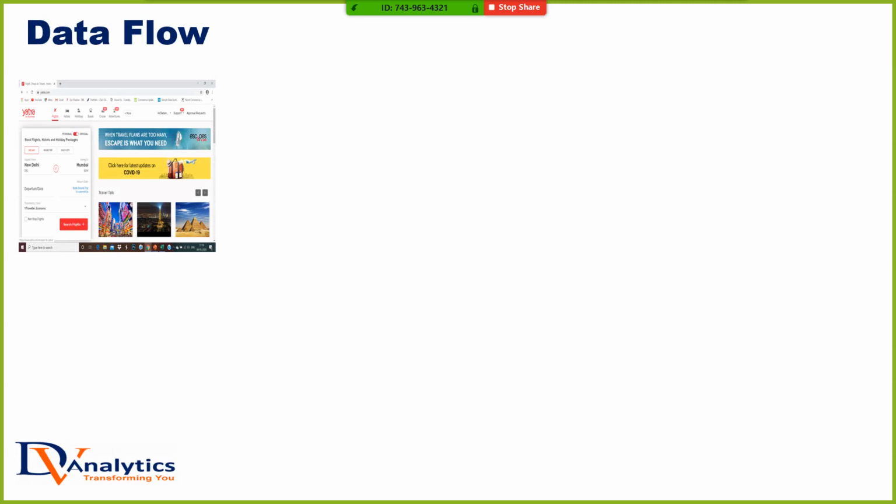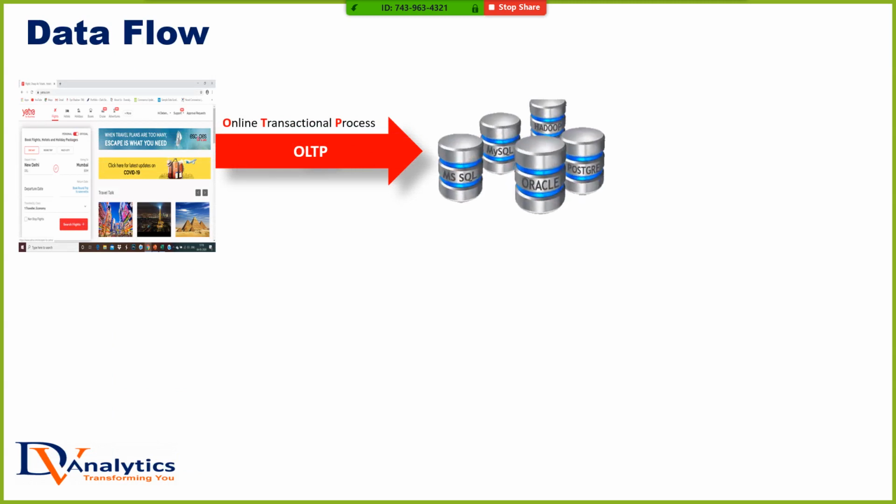Now let's talk about how the data flow happens. People go to the website and fill out their information. That information goes through OLTP, which stands for online transactional process. The data is fed at the same time. It goes and hits the backend database. It could be SQL Server, Oracle, Postgres, the Hadoop ecosystem, or MySQL, the database where the data is hitting and being stored.